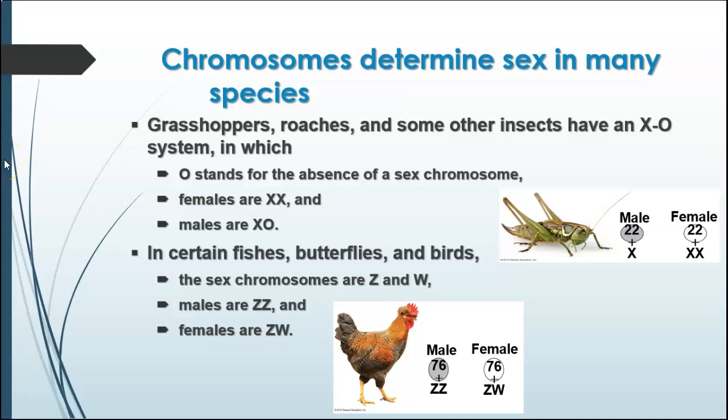All right. There are other kinds of chromosomal arrangements in other kinds of animals. Grasshoppers and various insects like roaches have what's called an XO system. The O stands for the absence of a sex chromosome, and so the females have two X chromosomes and the males have only one X and no partner, so they have different chromosome numbers. In certain types of fish, butterflies, and birds, the sex chromosomes are called Z and W. Males are ZZ and females are ZW. It's just a different way that they're inherited. Some reptiles, I think, also have Z and W sex chromosomes.